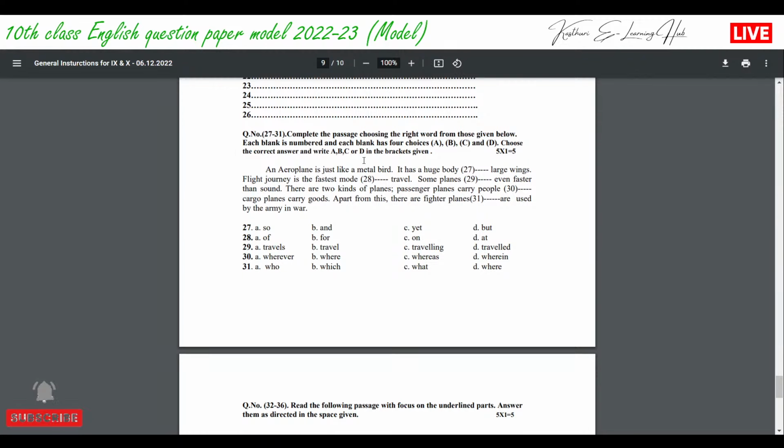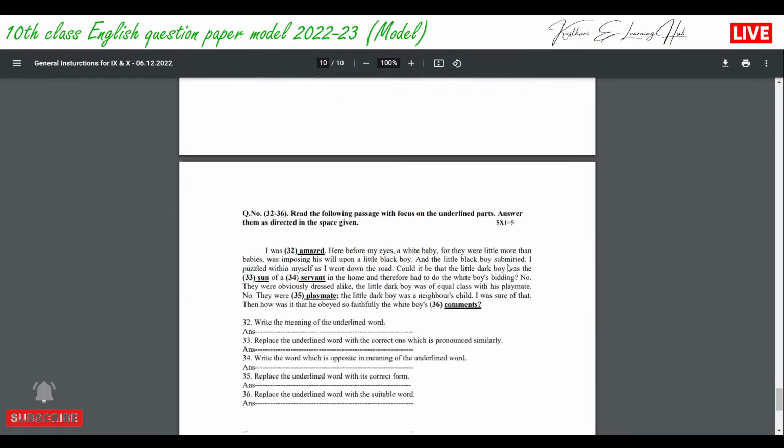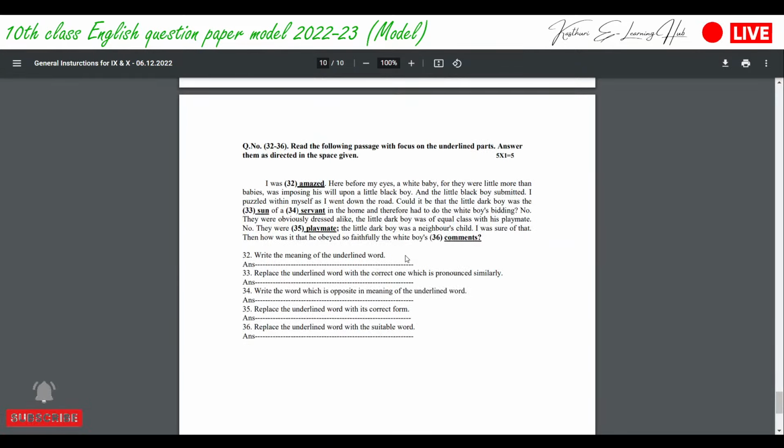Right? And here, what have they given? Complete the passage choosing the correct word from those given below. Each blank is numbered and it has 4 choices. Choose the correct answer. Write A, B, C or D in the brackets given. Again brackets are given on this side. Write only the correct option here. And this is the last bit.